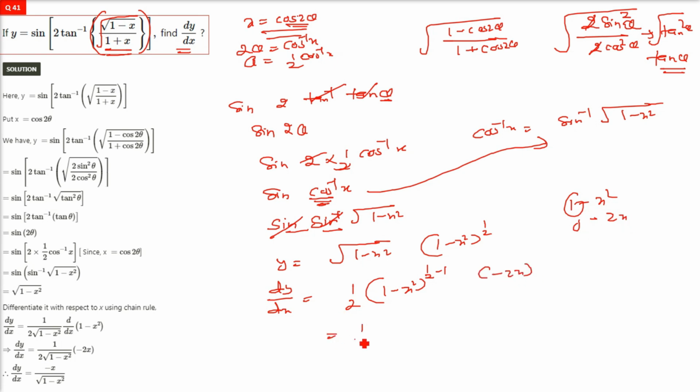So what do you get? This will be negative half. When you take it in the denominator, it will be 1 minus x square to the power minus half, which will become plus half. So that is root only. So 2 gets cancelled. You have minus x divided by under root 1 minus x square. Okay.